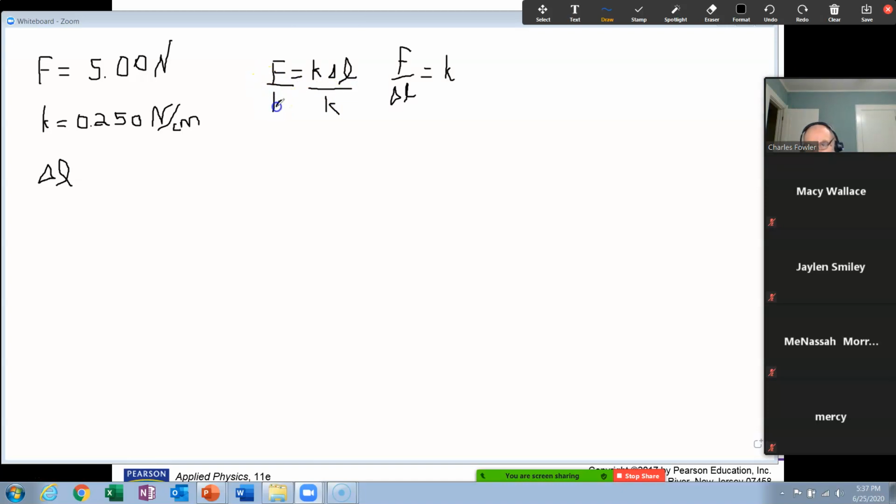And basically you have right there 3 equivalent ways to express Hooke's law. Here's one, F is equal to K delta L. Here's the second one, F over K is equal to delta L, and F over delta L is equal to K. So we're going to use this one, which is going to be F over K.